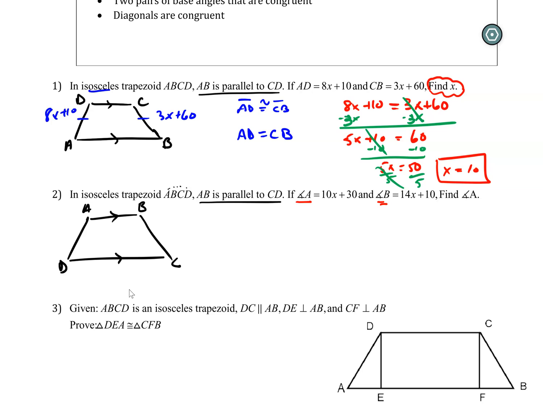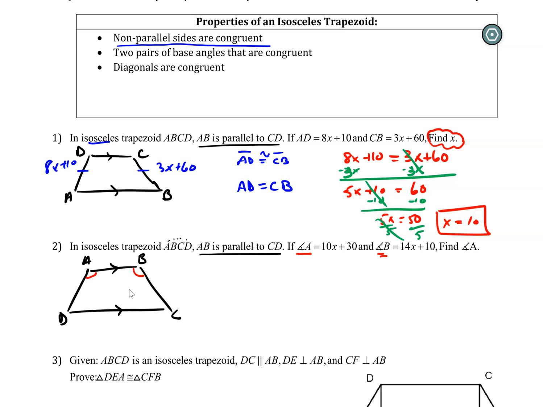All right, so in this case, we're dealing with angle A and angle B. So I look here. This is A, this is B. These are the base angles in this isosceles trapezoid, and we know that as described up here, we have two pairs of base angles that are congruent.